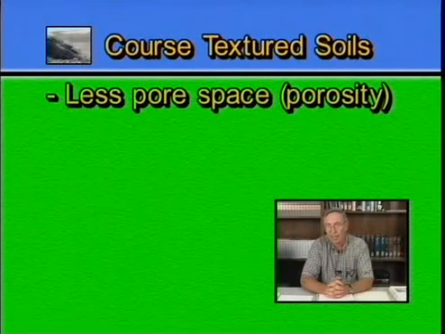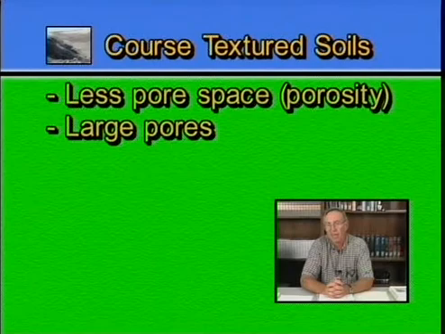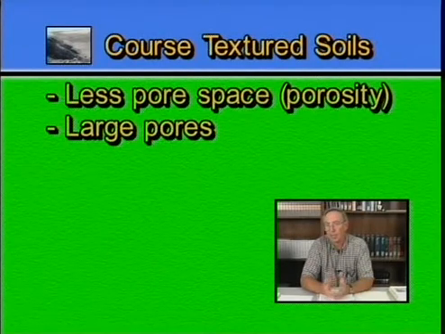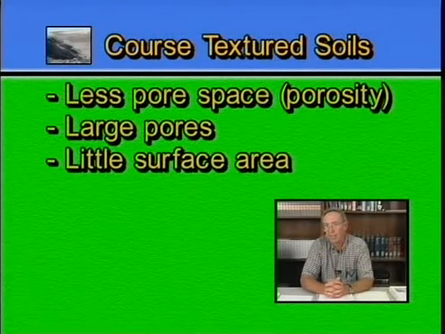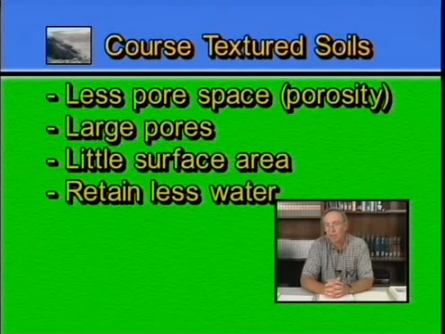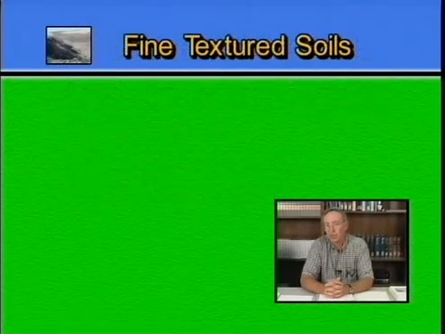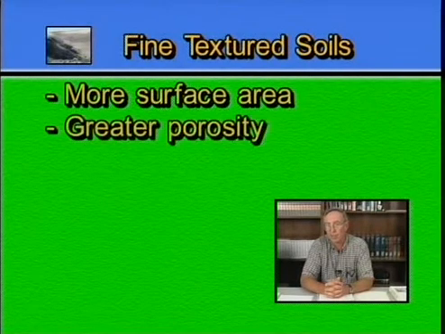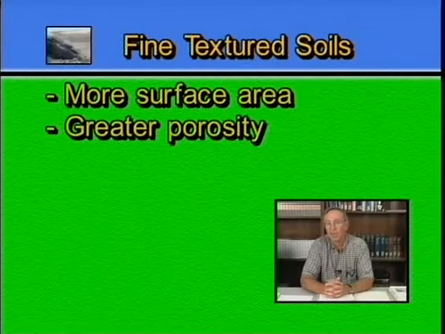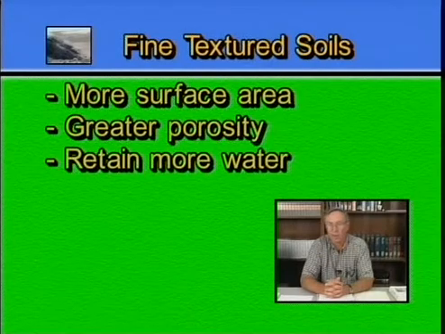And not only do we have less pore space in a coarse textured soil, we also have much larger pores. And since water is being retained in the soil against the pull of gravity due to its attraction for the soil particle surfaces, these coarse soils do not have as much surface area in them, therefore they retain less water. Finer textured soils have more surface area per unit volume. They also have a greater percent of pore space or greater porosity, and for both of these reasons they will naturally retain more water against the pull of gravity.